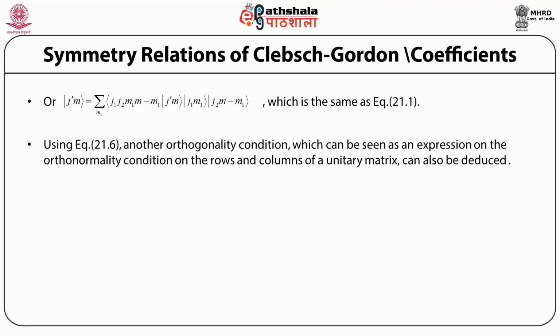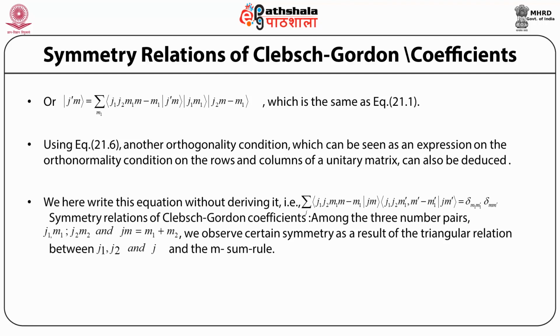Using equation 21.6, another orthogonality condition, which can be seen as an expression of the orthonormality condition on the rows and columns of a unitary matrix, can also be deduced. We here write this equation without deriving it, that is, sum over m1 of the dot product of ⟨j1 j2 m1, m−m1 | jm⟩ with ⟨j1 j2 m1', m'−m1' | jm'⟩, which is equal to δ_{m1 m1'} δ_{mm'}.